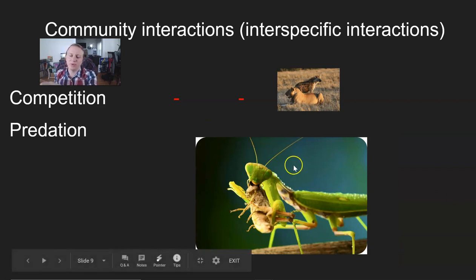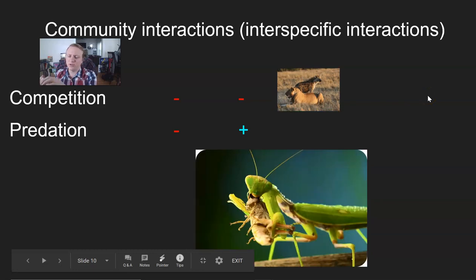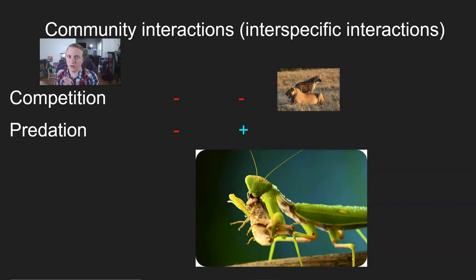Predation, as in this example here, where you have this mantid eating this bug. One species is doing better, the mantid gets a meal, and one is doing worse, the bug gets eaten. So the mantid does better, we'll call that a plus. The bug does much worse, we'll call that a minus.